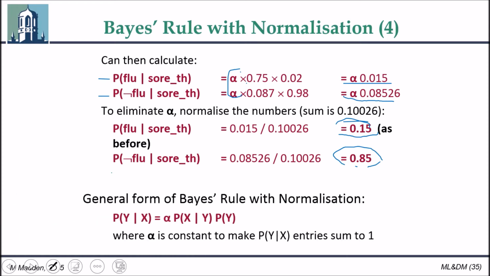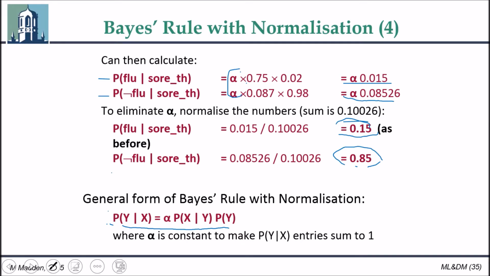And here, for completeness, at the bottom of the slide, let me just give you the general form of Bayes' rule with normalization. It's as written down here, where alpha is a constant to make the probability of y given x entries sum to 1. Okay, so that's Bayes' rule with normalization, and we've already seen Bayes' rule without normalization. Let me pause there for a little bit of discussion about Bayes' rule itself.